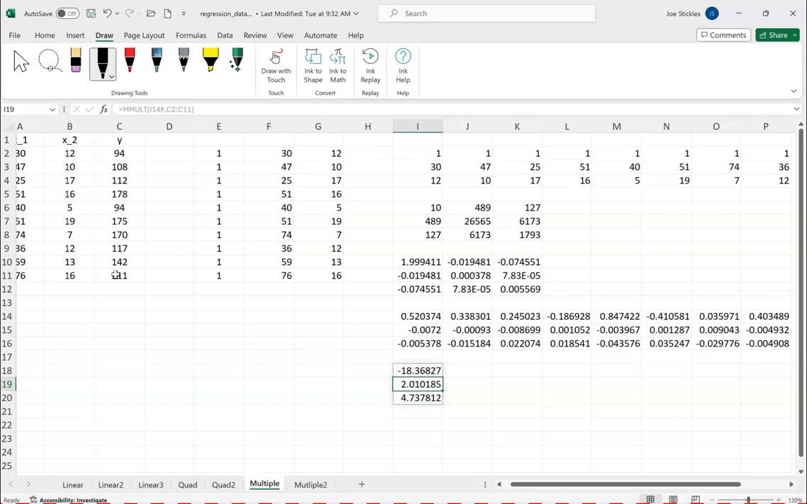So this tells us that our model fitting this form would be negative 18.36827 plus 2.010185x1 plus 4.737812x2. That would be what our model would be. And again, if you wanted to predict, you can put in different numbers for x1 and x2 and get out y values. That's the whole point of this, right? If you're given some data and you want to try to predict some other things, you would put in the new values in your model and see what the prediction would be.